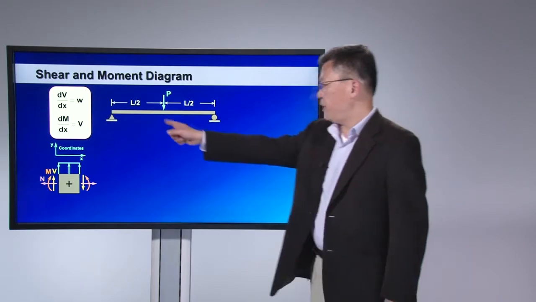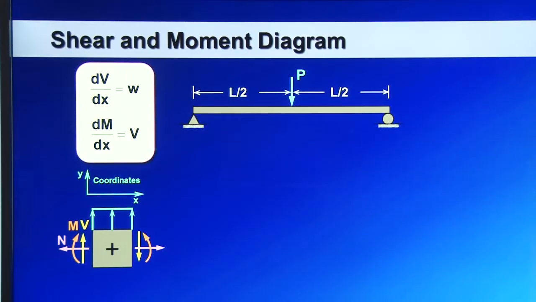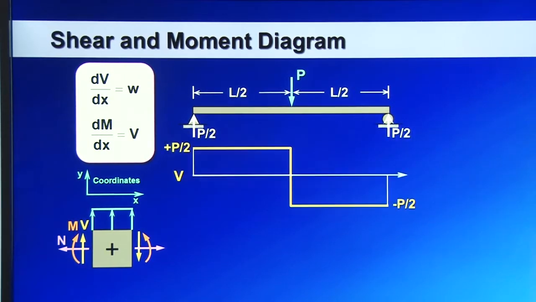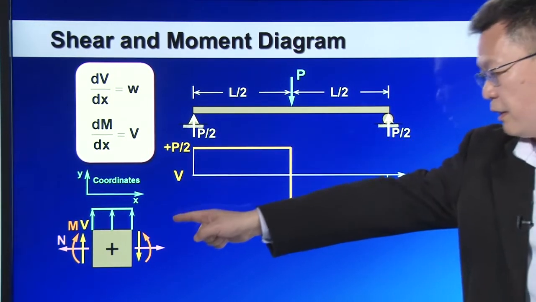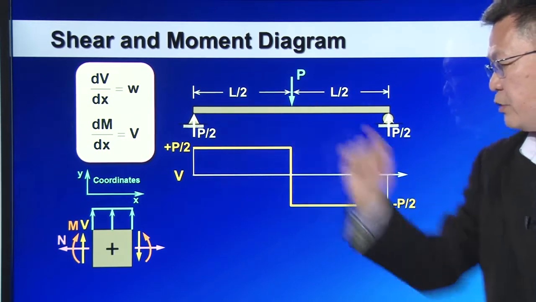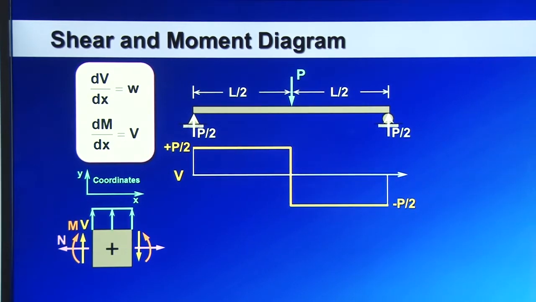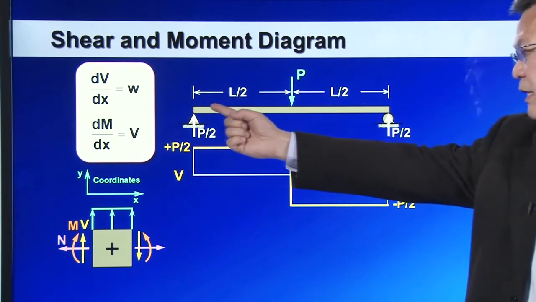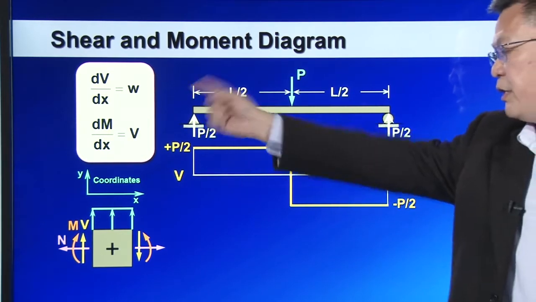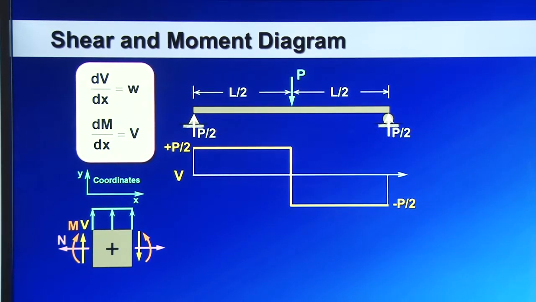Based on equilibrium, we can find the reaction force at the two supports, which is equal to P over 2. Based on the results, we can immediately draw the shear force diagram, because this reaction force, according to our sign convention, corresponds to a positive shear force of P over 2. And after that, you see there's a region where you don't see any external loads, which tells you that W is equal to 0, indicating that the slope of the shear force is equal to 0.